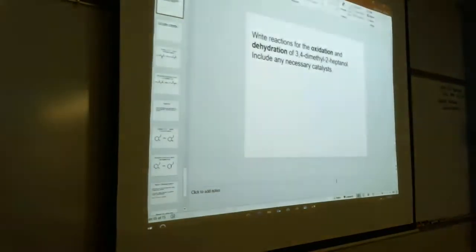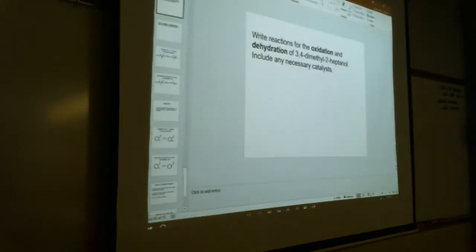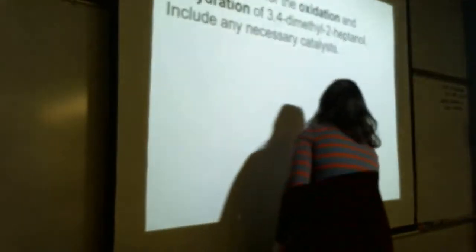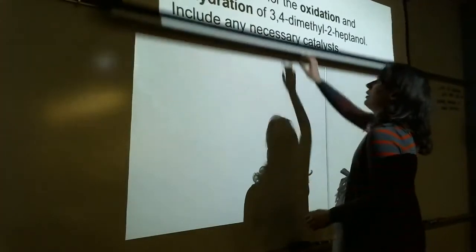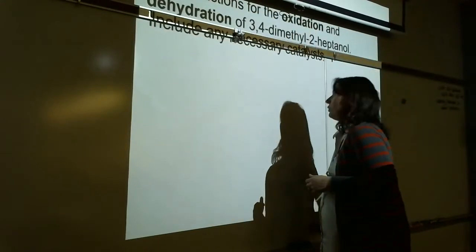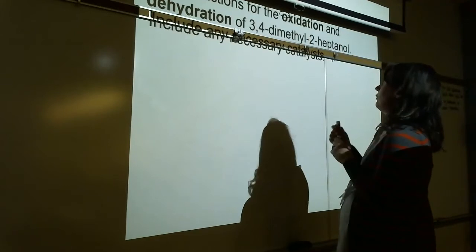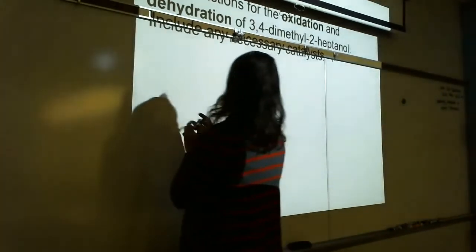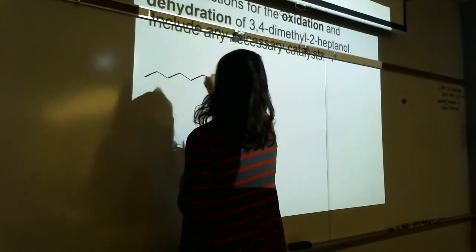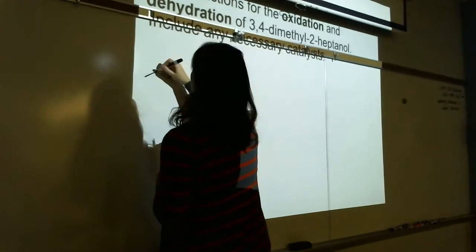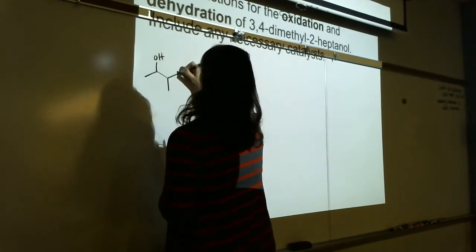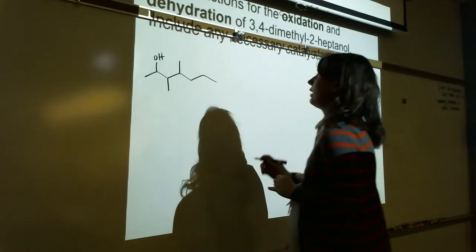Let's go over these now. So our first molecule, I should say, I'm going to write 2 reactions here. 1 for oxidation, 1 for dehydration. So this is 3,4-dimethyl-2-heptanol. So hep is 7, 1, 2, 3, 4, 5, 6, 7. 2-heptanol, 3,4-dimethyl. All right, let's do the oxidation first.